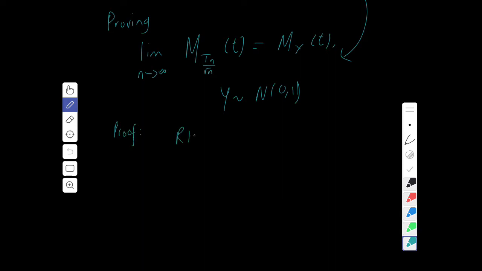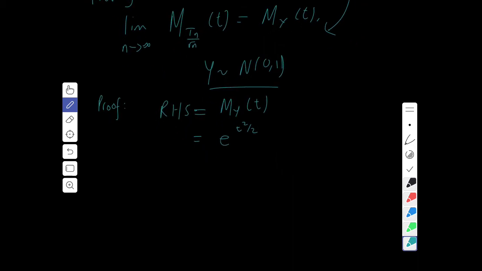Okay, so the right-hand side, right? The right-hand side of this statement is the moment generating function of y. And because we know that y is standard normal, this is just e to the t squared over 2. So this is just the moment generating function of y.